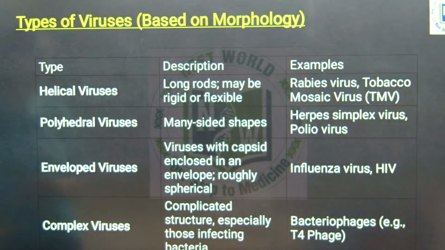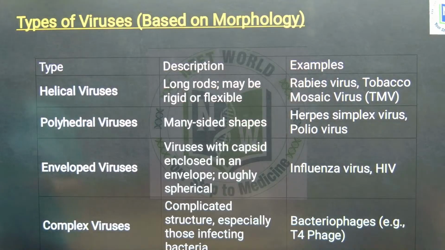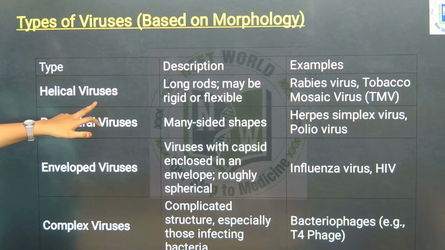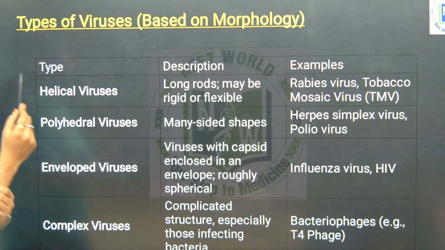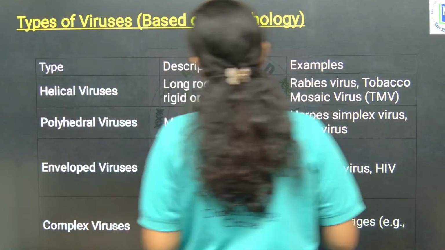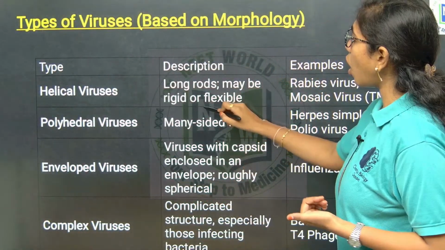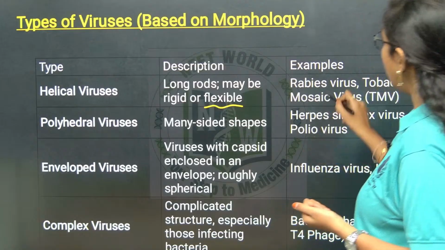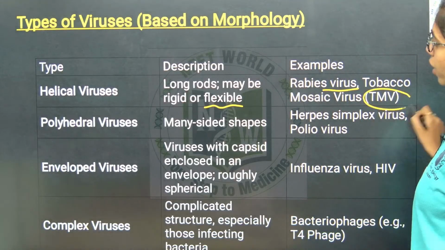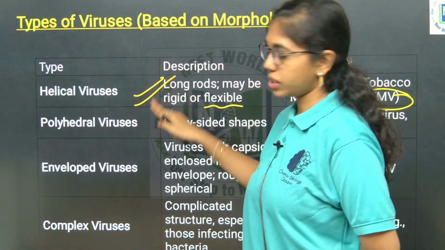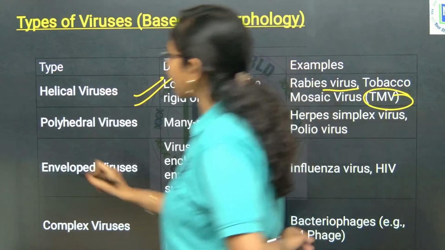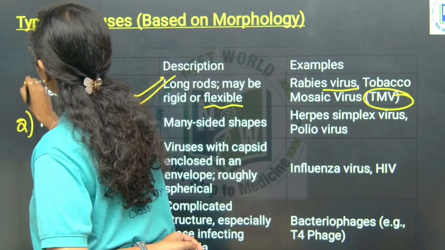Yeah, here you see different types of viruses with examples. I have tabulated it, just go through. First is the helical virus. How can you describe a helical virus? These are long rod-like structures. They may be rigid or flexible. For example, rabies virus and tobacco mosaic virus. These two are examples of what? Helical viruses.